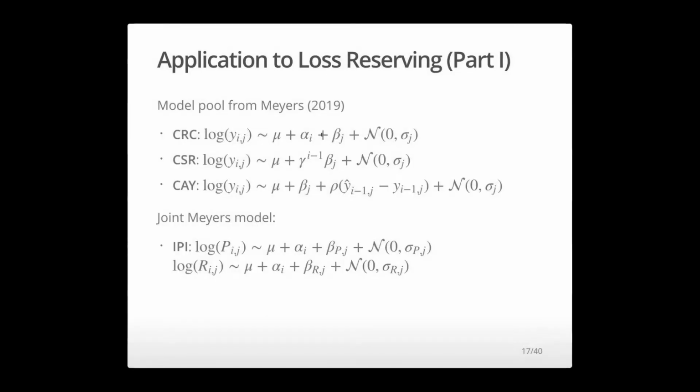So now I'm going to talk about an actual application to loss reserving and the kind of results we can see. The focus of my talk is on the stacking aspect of it, so I'm just taking some models from the literature. This is from the CAS monograph that Glenn Myers put out, the second edition from 2019, I believe. And he put out 4 models there: his CRC models, CSR, CAY, and IPI. And I've got the definitions here.